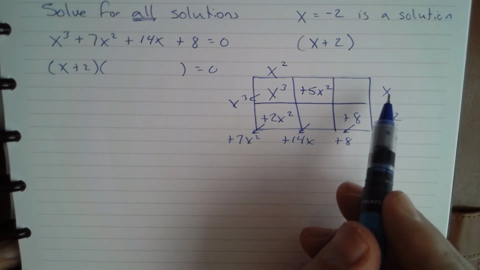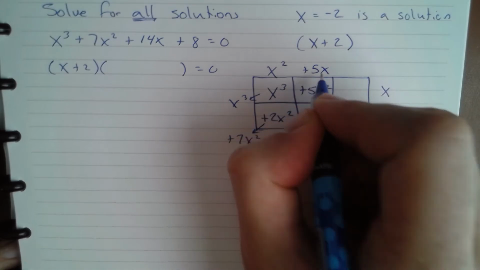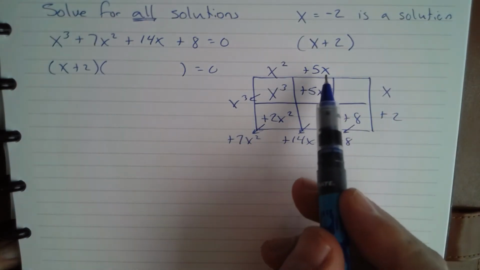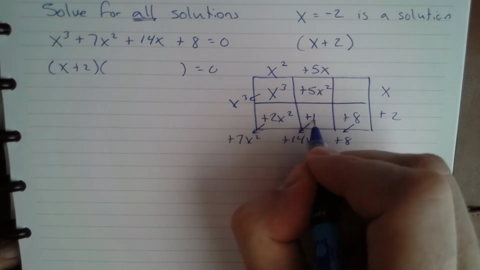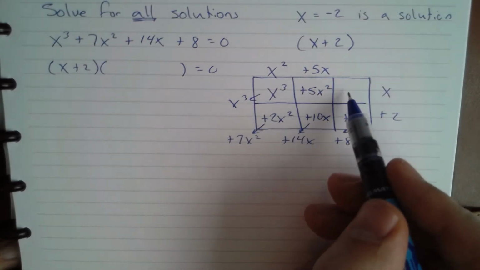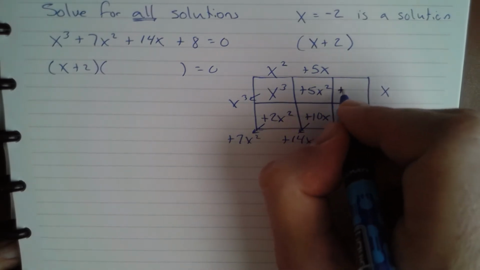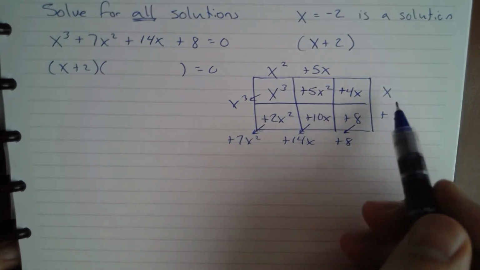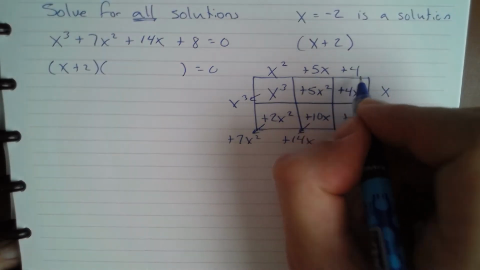So what can I multiply x by to get 5x squared? And that would be plus 5x. And then we go back and fill out this space. 5x times 2 is 10x. This diagonal here needs to combine to equal 14x. So 10 plus 4x would equal 14. And we ask ourselves, x times what equals 4x? And that answer is 4.